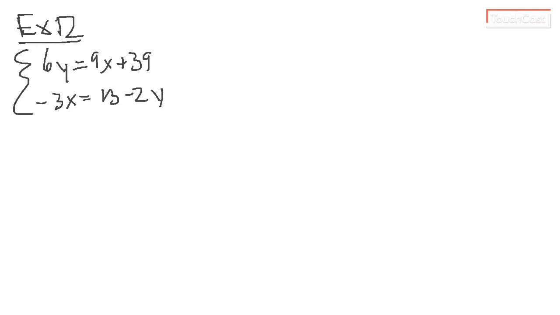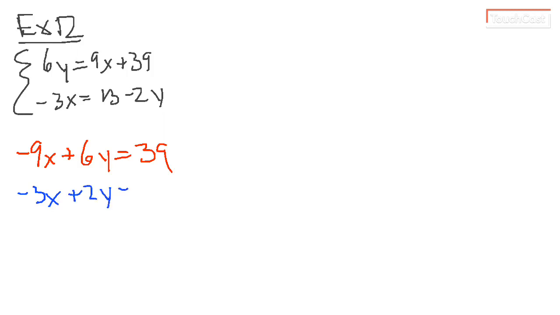So we're going to start by getting all the x's and y's on one side. So in my first equation, if I subtract 9x, I'm going to get negative 9x plus 6y equals 39. In my second equation, if I add 2y, I'm going to get negative 3x plus 2y equals 13. And I notice if I multiply everything in that second equation by 3, I can eliminate one of my variables.